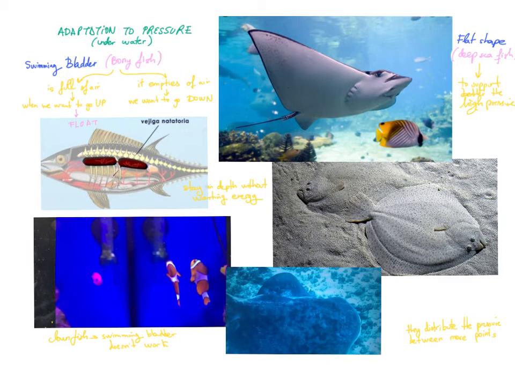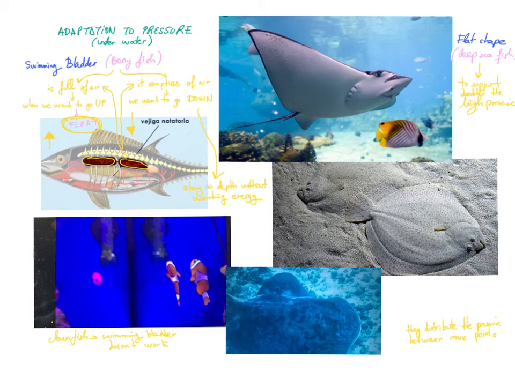Okay, the swim bladder is an organ. This is the swim bladder that is full of air when we want to go up, when we want to float, and it empties of air when we want to go down. So we can stay in depth without wasting energy. As we know, air makes you float.